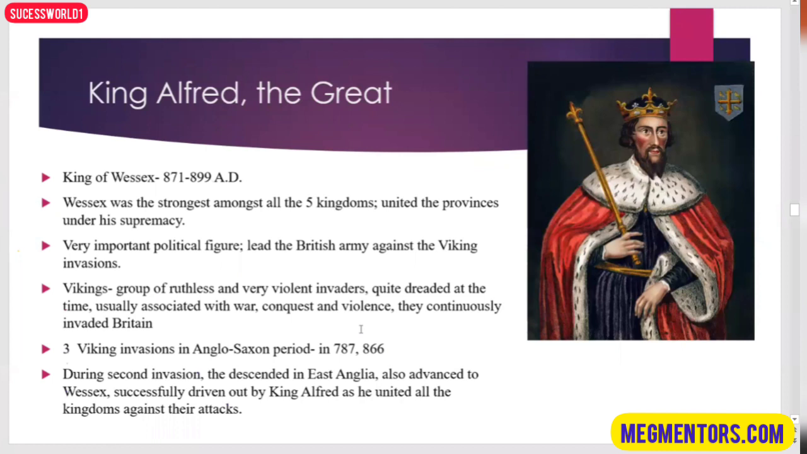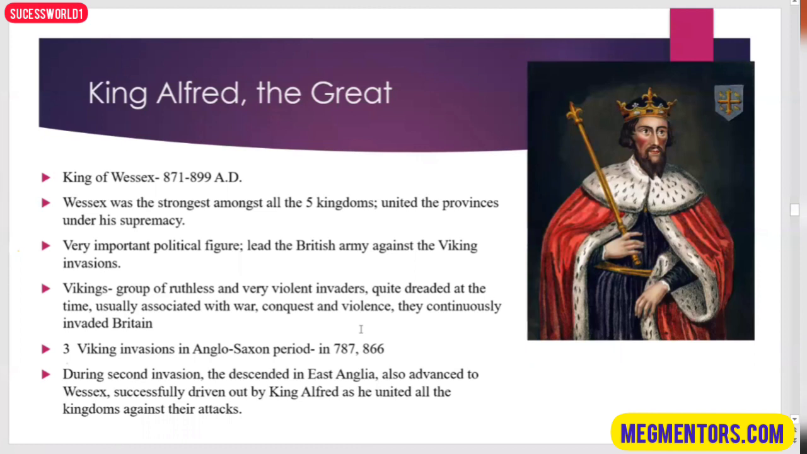So he was actually the king of the Wessex area, and from 871 to 899 AD was the reigning period of King Alfred the Great. Wessex was the strongest among all the five kingdoms, the Heptarchy, and he united the provinces under his supremacy. So he can very safely be called a very strong Anglo-Saxon king, and an important political figure. Why? Because he led the British army against the Viking invasions.